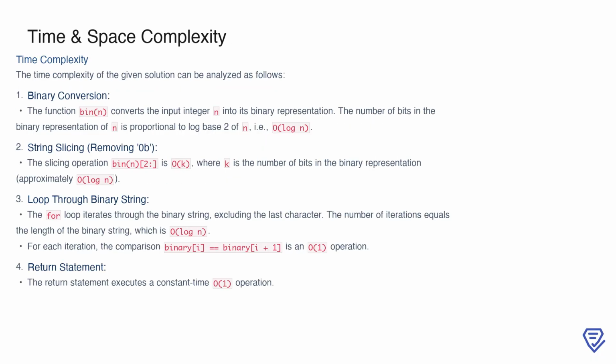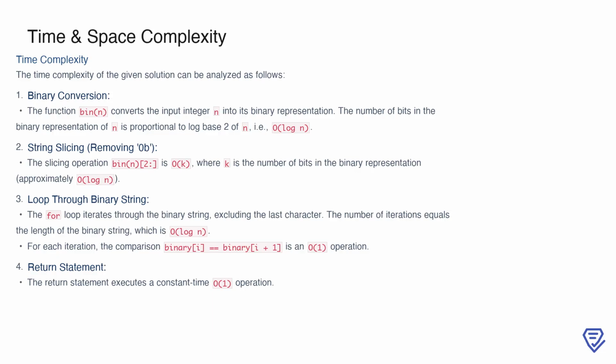To analyze the time complexity of this solution, let's break it down step by step. First, the bin function is used to convert the input integer n into its binary representation. The number of bits in this representation is proportional to the logarithm of n to the base 2, so this operation takes log n time. Next, we perform string slicing with bin(n)[2:] to remove the 0b prefix. The slicing operation depends on the length of the binary string, which is also proportional to log n.